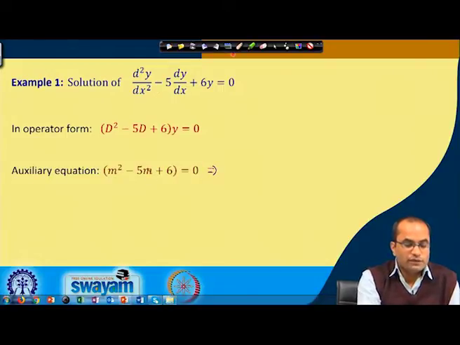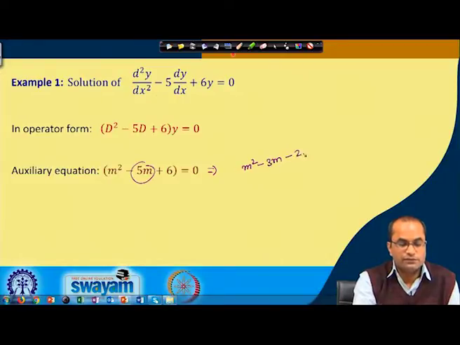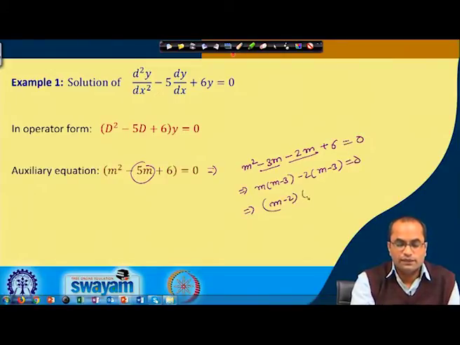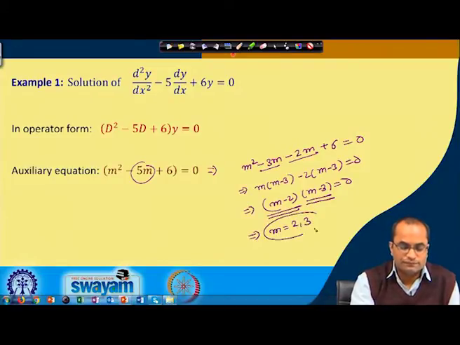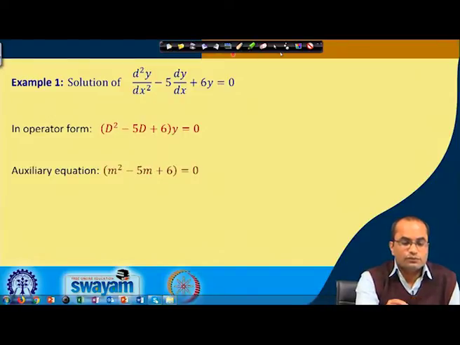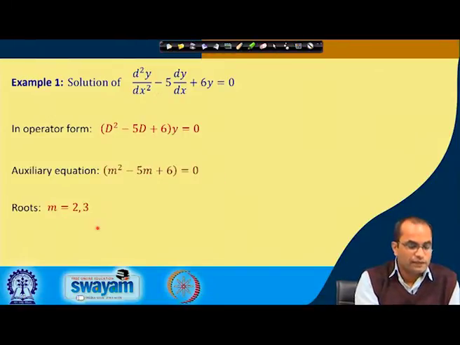So, we have here m square minus 5m plus 6. That means this m square minus 3m minus 2m plus 6. This minus 5m we have written as minus 3m and minus 2m. So, this will give now m into m minus 3 and minus 2 times m minus 3. So, we will get these factors as (m minus 2)(m minus 3) equal to 0. So, we got the solution here: m equal to 2 and m equal to 3. That is the solution, the roots of this auxiliary equation as 2 and 3.